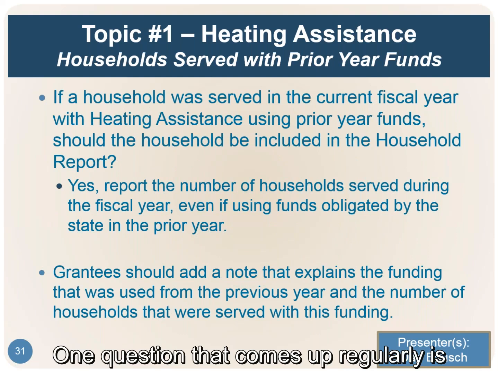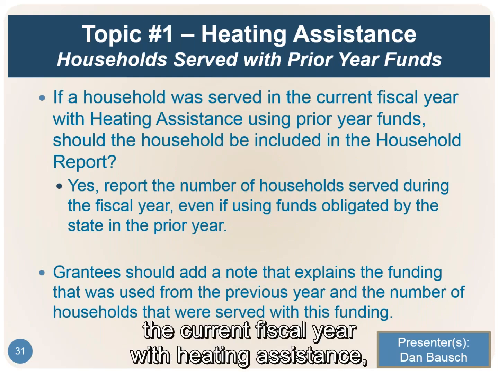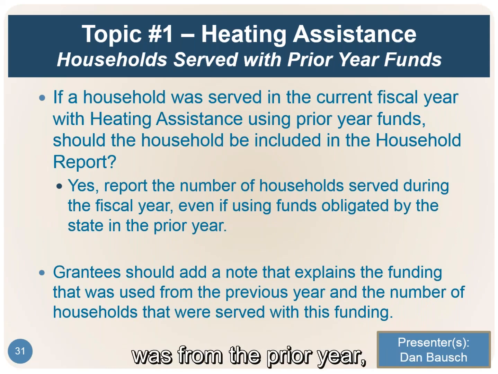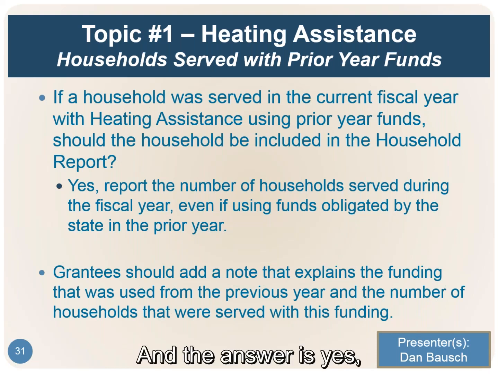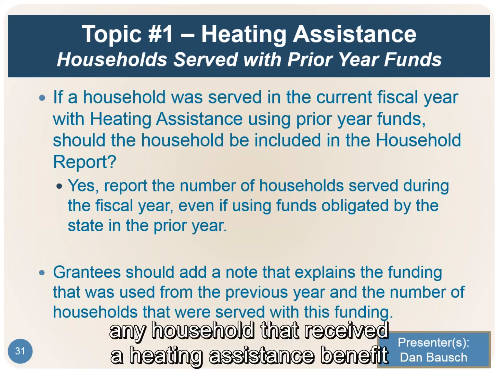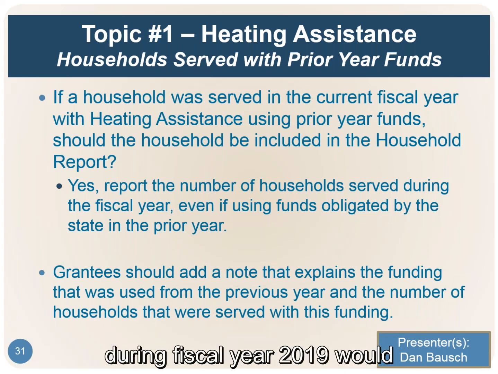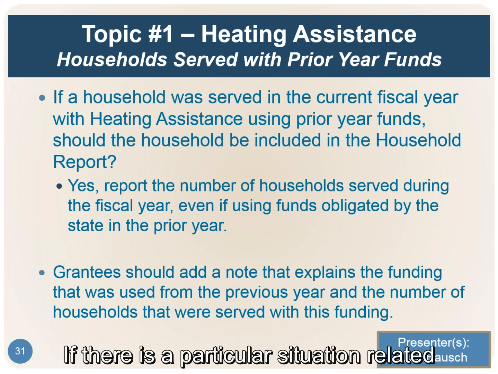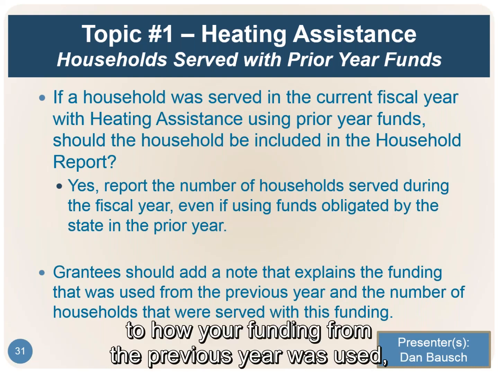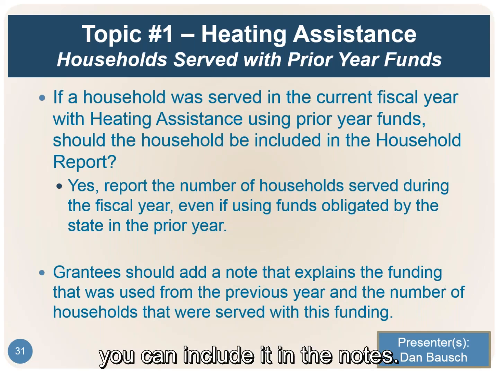One question that comes up regularly is if a household was served in the current fiscal year with heating assistance, but the funding that they were served with was from the prior year, should the household be included in the household report? And the answer is yes. For the household report, any household that received a heating assistance benefit during fiscal year 2019 would be counted on the heating assistance line. If there is a particular situation related to how your funding from the previous year was used, you can include it in the notes.